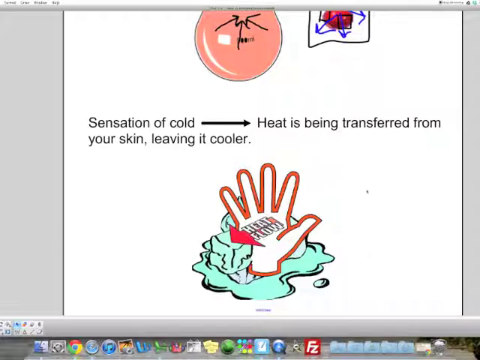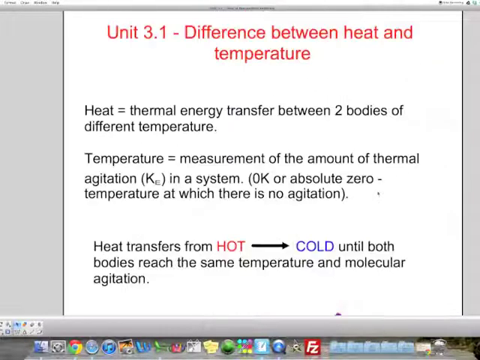So there you go. This was 3.1, very short and sweet. So the relationship between heat and temperature. So there you go, you have it.